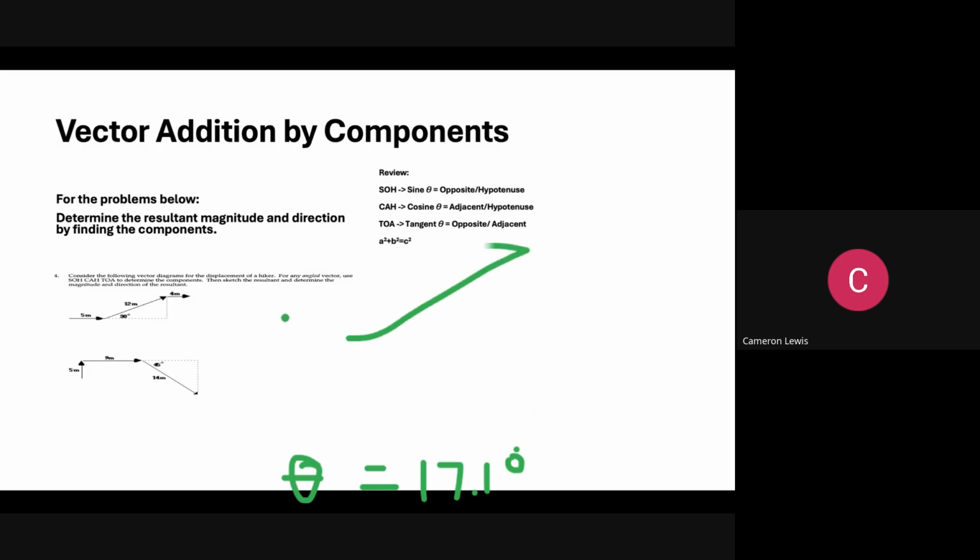My vector should look something like this. 20.3 at 17.1 degrees. Now, in hindsight, 17.1 degrees, what quadrant is that in? What direction? What quadrant is that in first? First, second, third, or fourth?